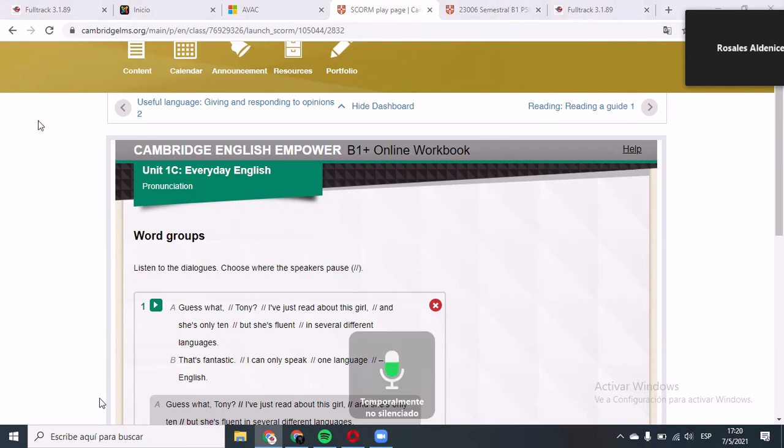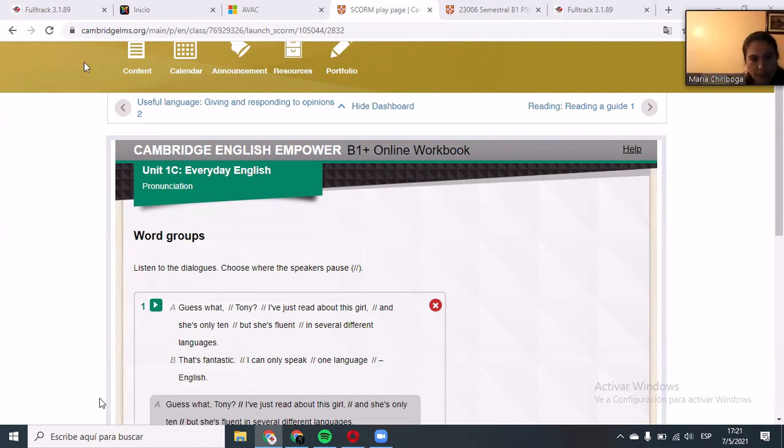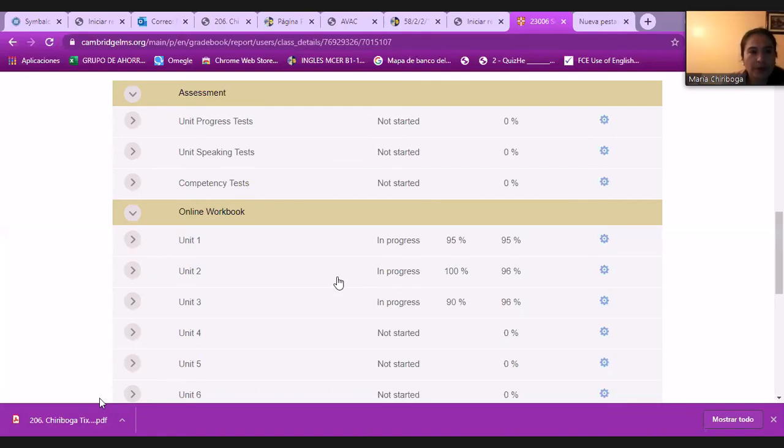No se ve la pantalla, teacher. ¿Perdón? No se ve la pantalla. Ok. Deje de compartir usted, por favor. Ya.